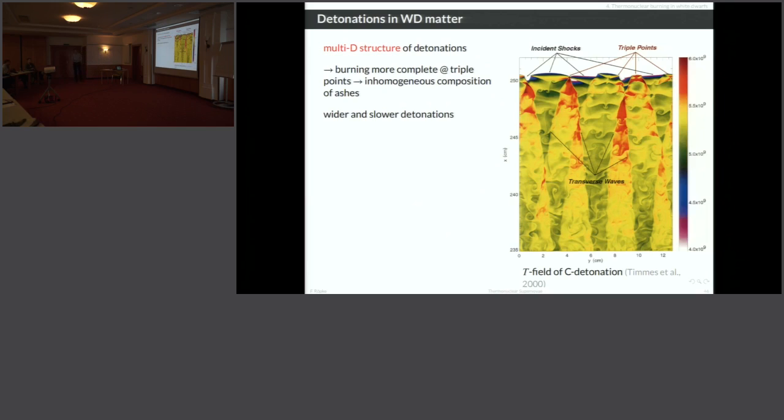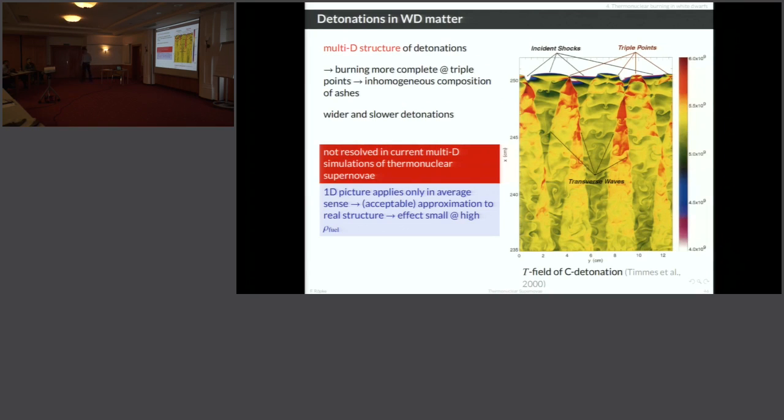So this is actually something you can get out of numerical simulations on a microscopic level of detonations. So you find something like here in the simulation that was performed by Frank Timmes for a carbon detonation under conditions that are typical for detonations in white dwarfs. And you have a rather complex structure here, that consists of incident shocks and forming triple points here. And in these triple points, the compression is higher than in between the triple points. So therefore, in these triple points, the reactions are more complete than in between. And in the end, this leads to an inhomogeneous structure behind the detonation in terms of ash composition and also energy release. But this is an effect that takes place on rather small scales.